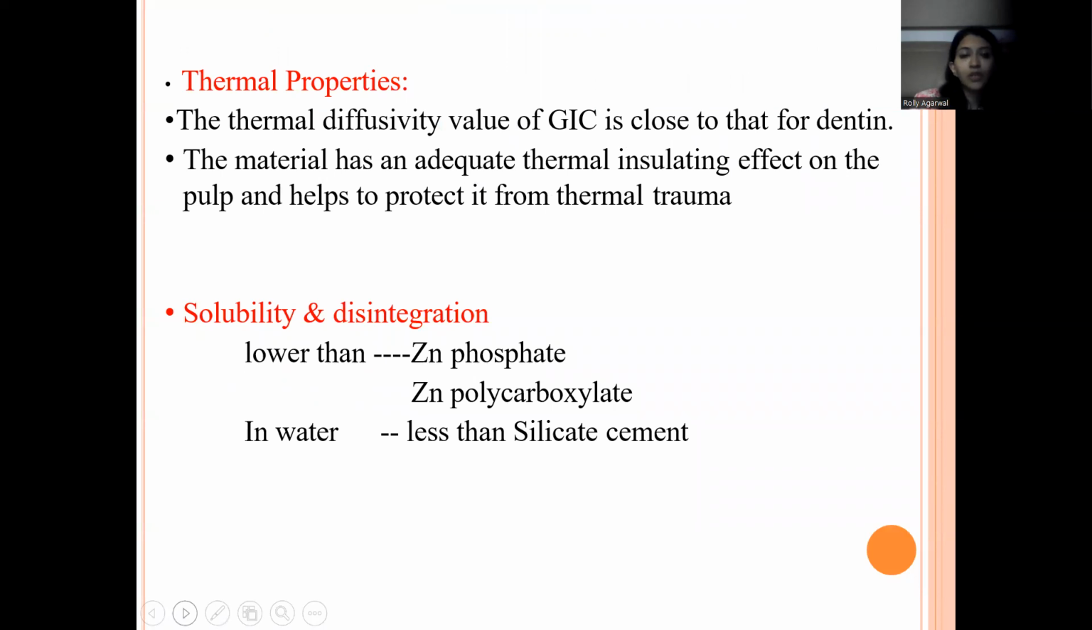Okay, then thermal properties. The thermal diffusivity value of GIC is close to that for dentine. That is why it has been called man-made dentine or the substitute of dentine, and it has been used as a thermal insulative material on the pulp and protects it from thermal trauma. Solubility and disintegration are lower than zinc phosphate and zinc polycarboxylate, which is the gold standard in water. It is less than silicate cement.